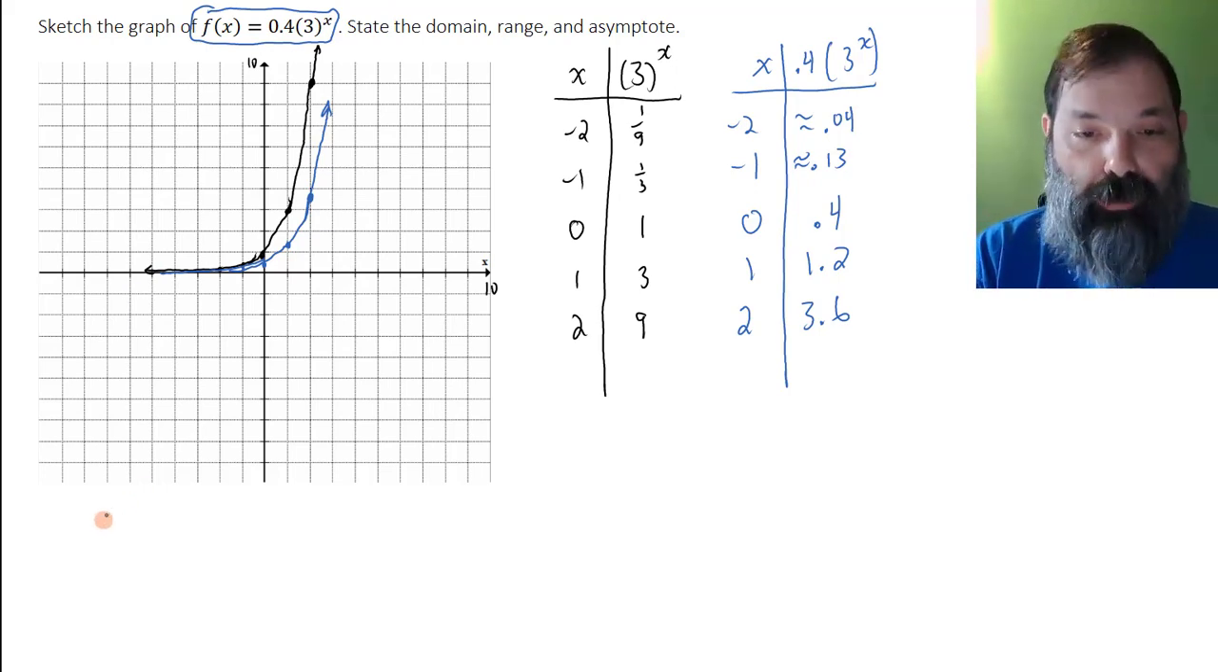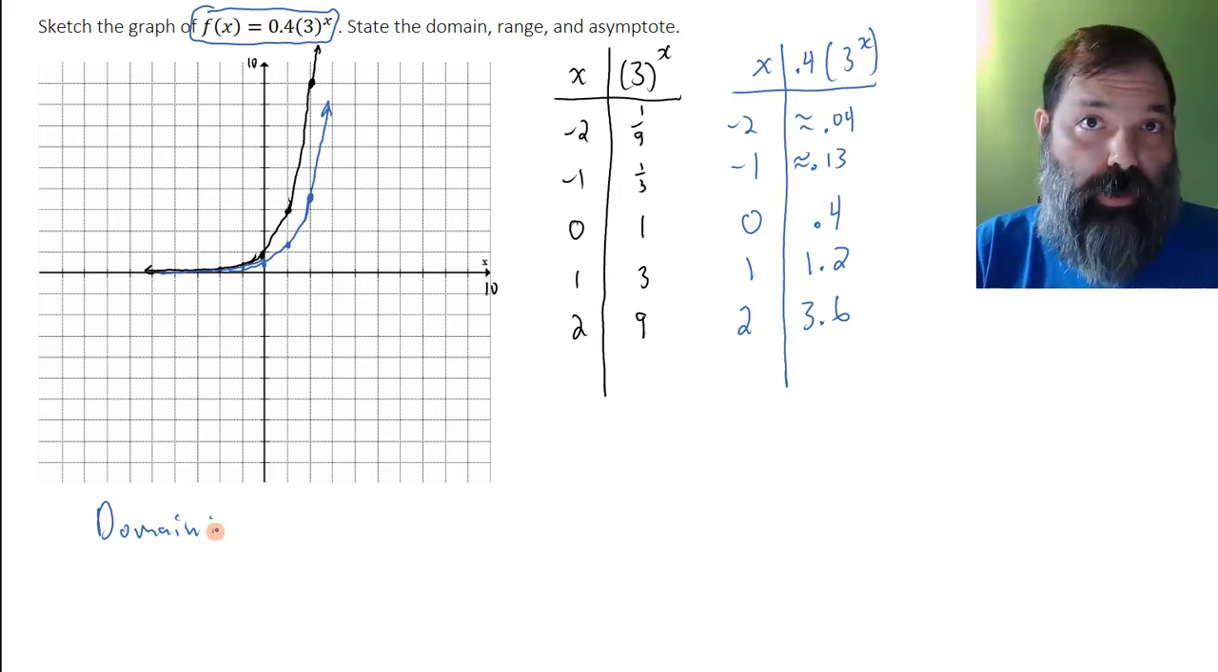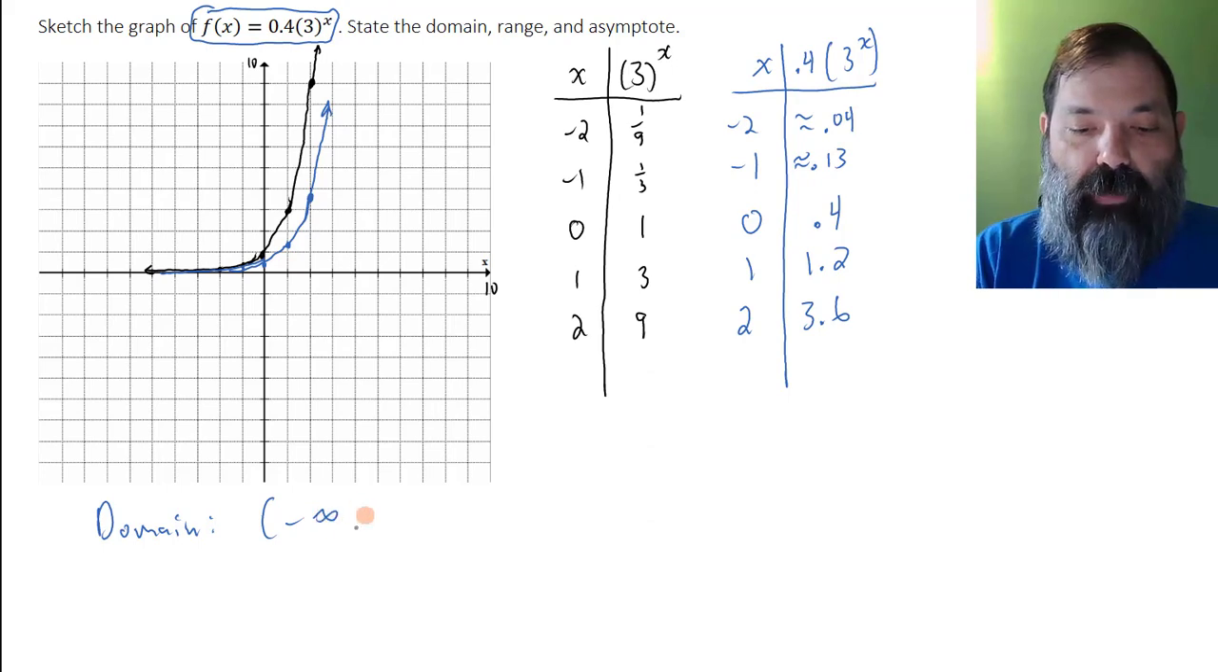Domain, range, and the asymptote. All right, so domain, same as the base function. The base function 3 to the x has domain of all real numbers, and so does our transformed function. -infinity to infinity in interval notation.